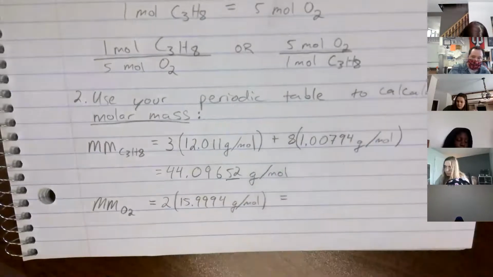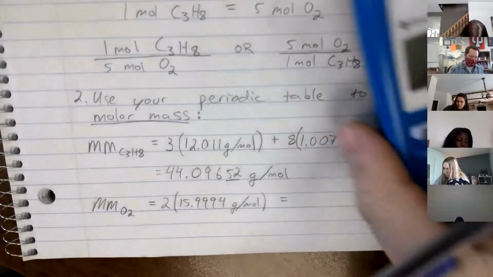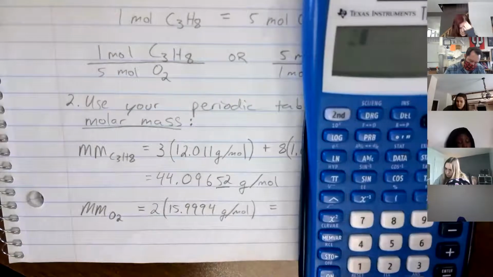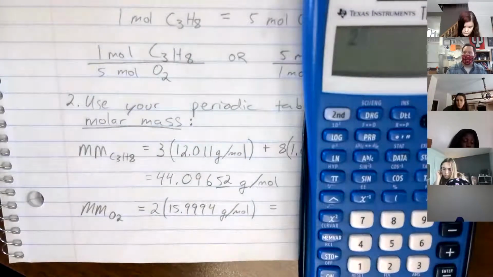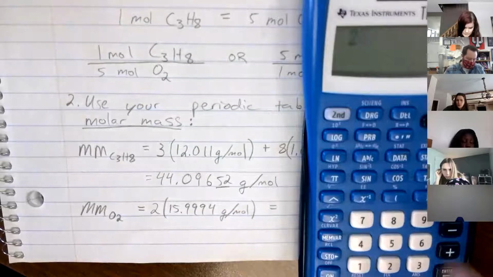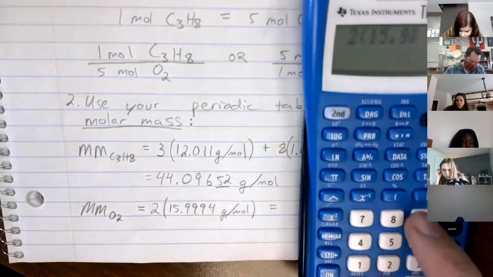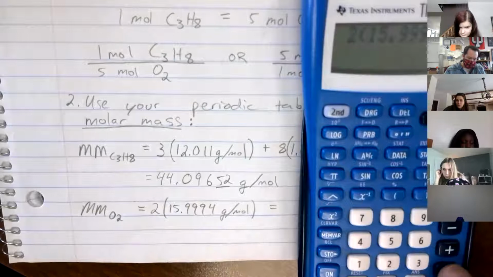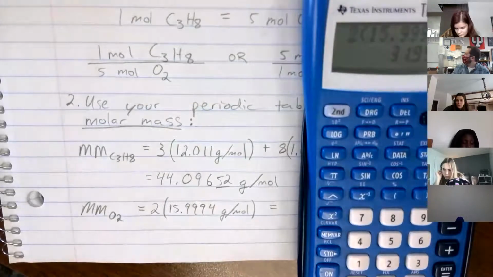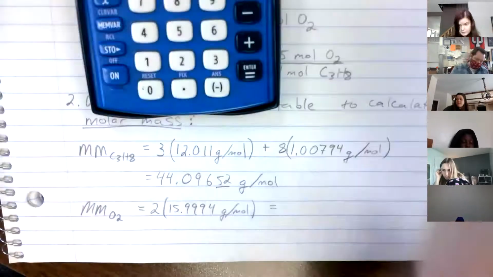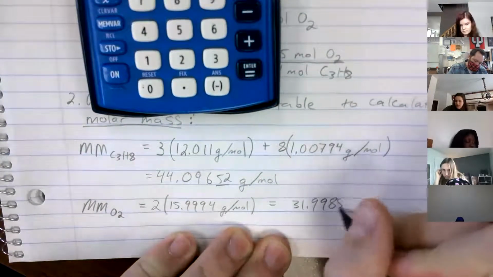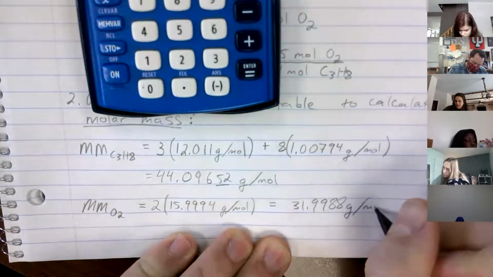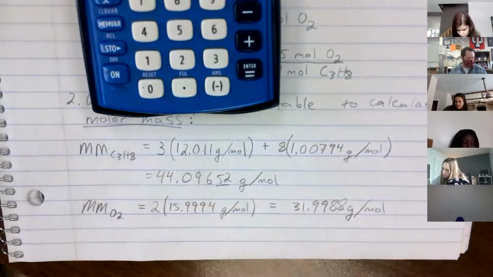So knowing your diatomics is super, super important again. Please make sure if you're not going to memorize them, you at least write them down somewhere that you're going to have that information for you all the time. So mass of oxygen, 31.9988 grams per mole.